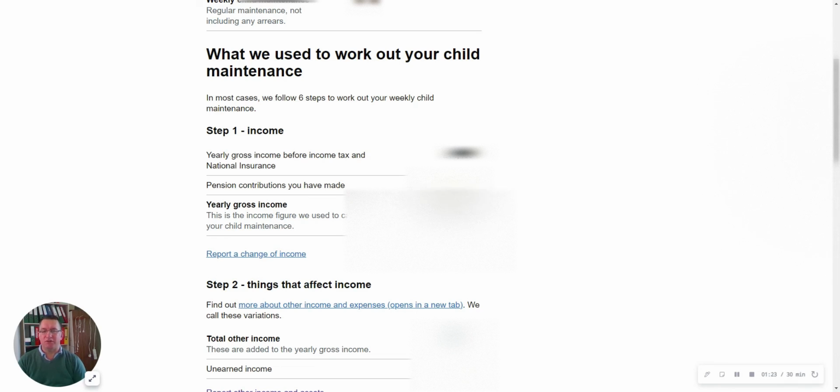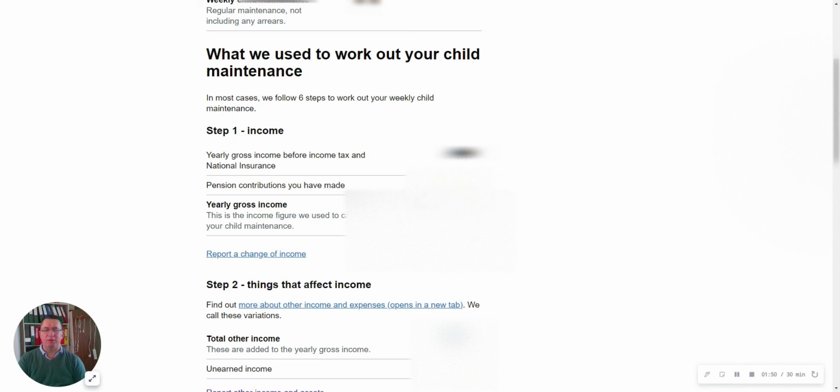Because it's being deducted from your salary, when your employer reports the information to HMRC, they only see the earnings after the pension deduction. So what that means is they then report that data to the CMS. So effectively, as far as CMS are concerned, you don't have a pension because all they see is the final figure.